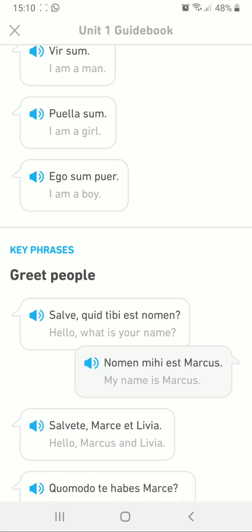So here we have salve, quid tibi est nomen. Quid tibi, what your is name, literally translated. So quid tibi est nomen. Tibi is your, and here we can listen to it. Salve, quid tibi est nomen? Yes, it's a good reminder that the V is not pronounced as a V but as a W. So salve, quid tibi est nomen.